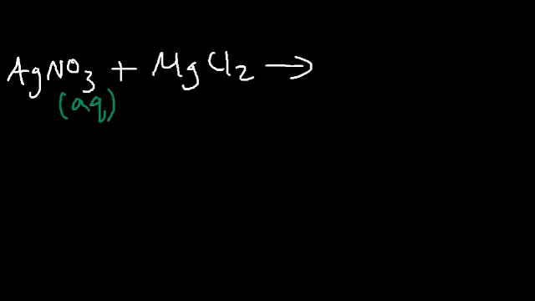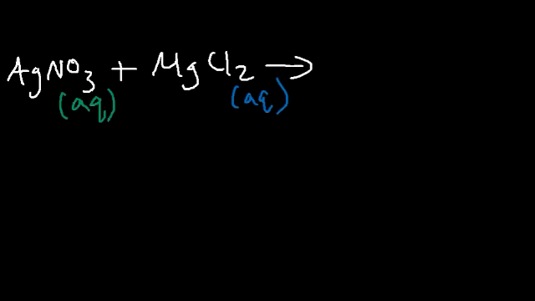Nitrates, acetates, and ammonium, which is NH4+, are always soluble. Alkali metals like lithium, sodium, potassium, and rubidium are always soluble. The halides like chloride, bromide, and iodide are generally soluble except with silver, lead, and mercury. So with magnesium, chloride is soluble.